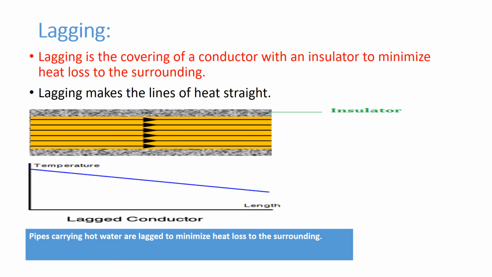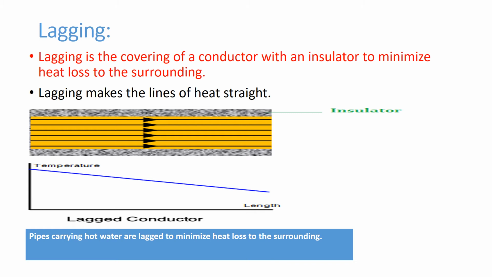And you can now see that if they ask you to draw a graph, the graph does not drop abruptly. Instead, it falls very slowly and by a small margin, showing you that a very little amount of heat is lost when you lag a material.